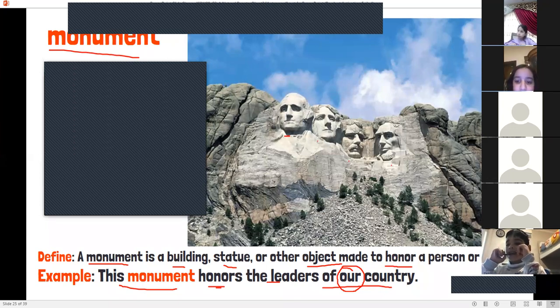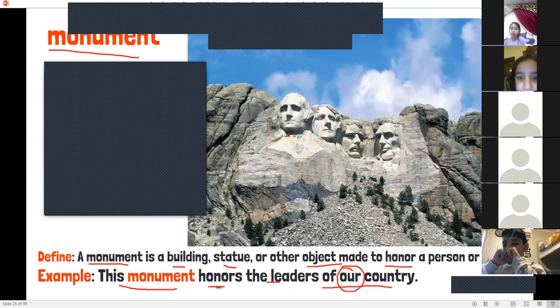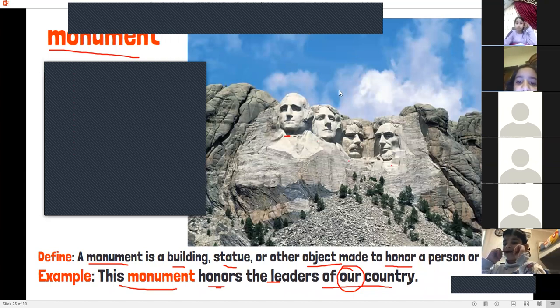A monument can later be considered a landmark. They are related to each other because a landmark means a building or statue or structure, and a monument means the same. But a landmark can be made by nature, not made by human beings. This monument is made by people and not by nature.